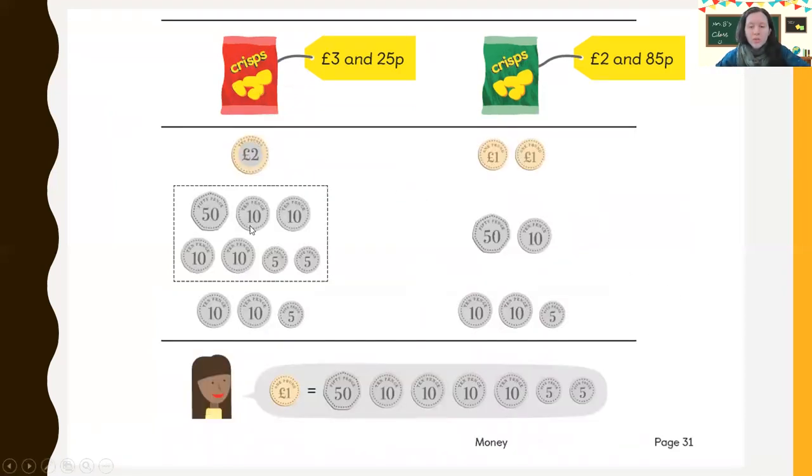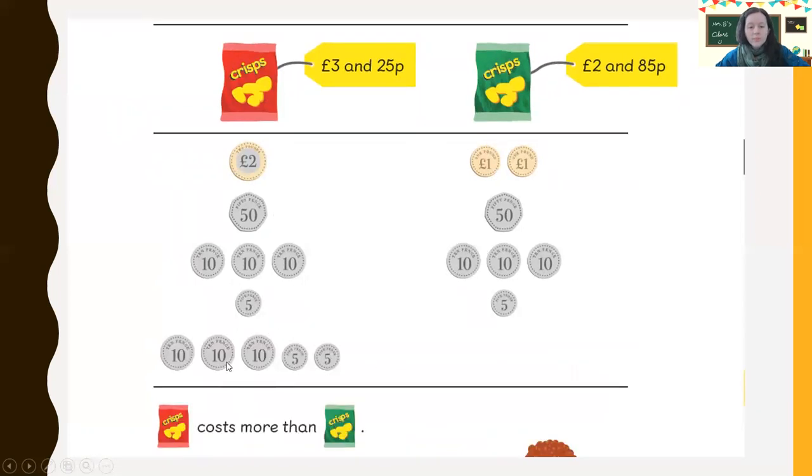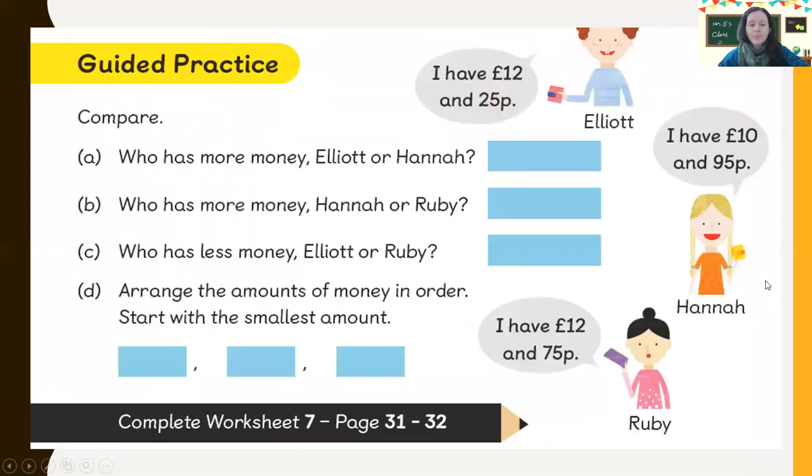Okay, so again, they're showing that these are the same. So they've both got 25p here and £2 here, but all the coins left over, this red bag has more. Okay. So the red crisps cost more than the green crisps. Okay, compare. Who has more money, Elliot or Hannah?